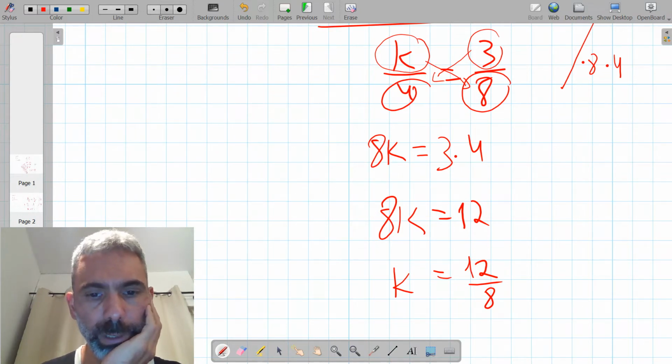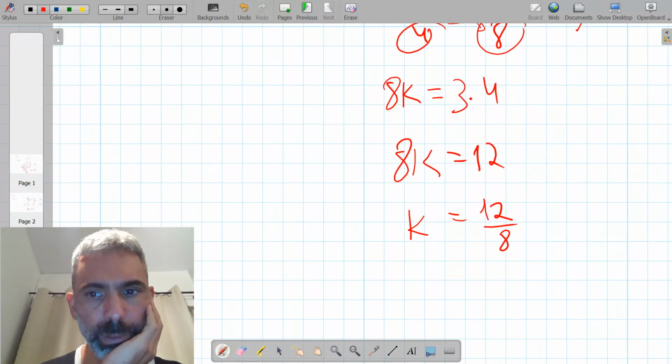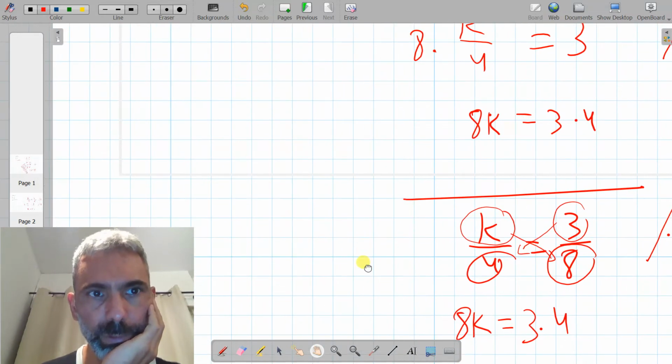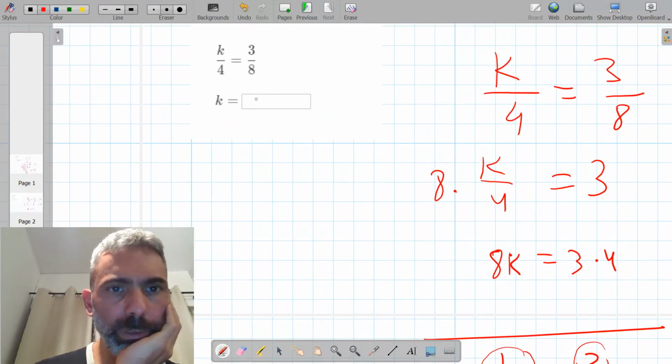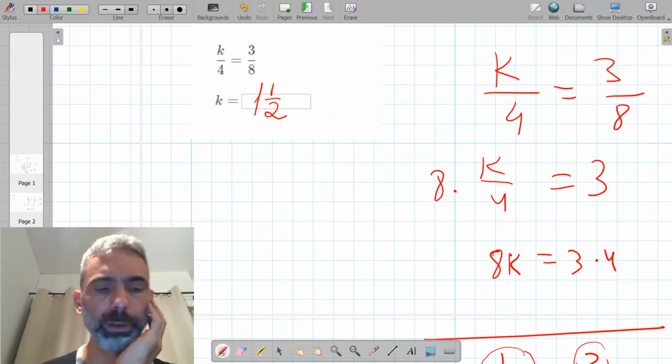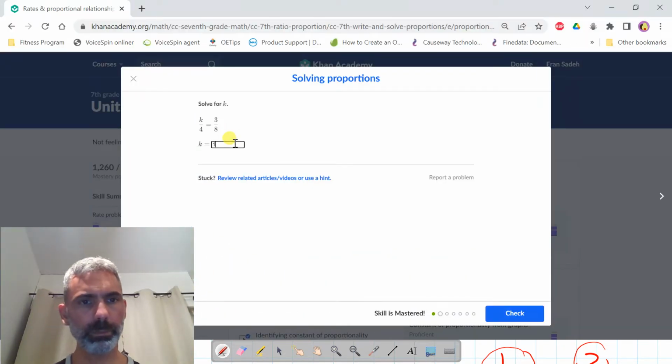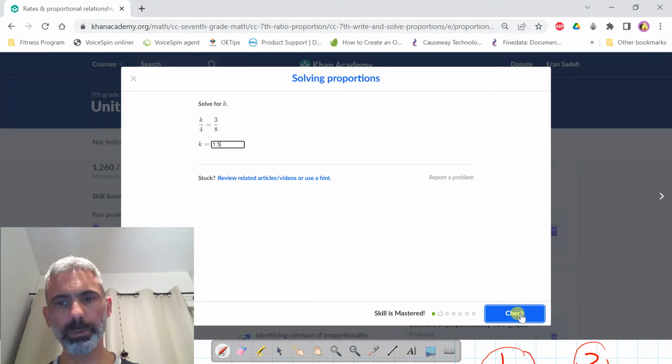12 divided by 8. 8 goes into 12 one time, and we have 4 eighths left, which is the same thing as 1/2. So k equals 1/2, or 1.5.